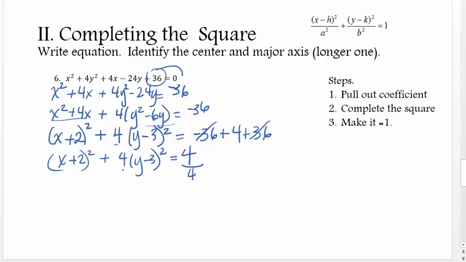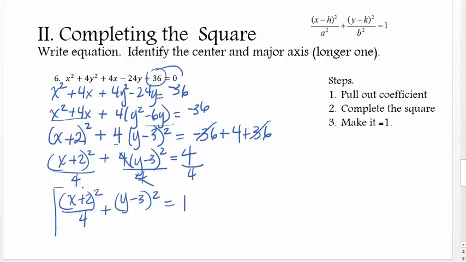And then we need to put it in correct form. So we need to divide through all the way by 4. So I have x plus 2 squared over 4, plus those 4's cancel, so y minus 3 squared equals 1. So there's my equation step. Now let's identify the center. What's the center? Well, h is negative 2. Don't forget to change the signs. And k is a positive 3.